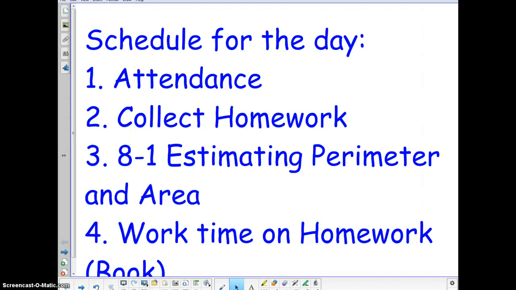Because I'm not there today, I would like to collect the homework and take a look at it myself. Today's lesson is on 8.1, estimating perimeter and area. And there should be plenty of work time on the homework assignment. It is out of the book as well.